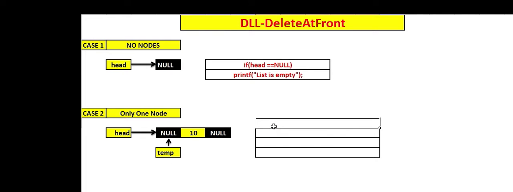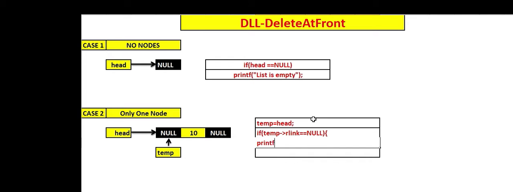So we will write the logic. Before that you need to write this one: temp is equal to head. And then you can write if temp's right link is equal to null, we will do the following things.